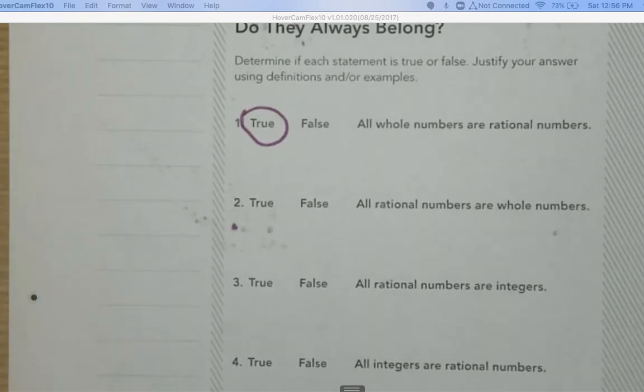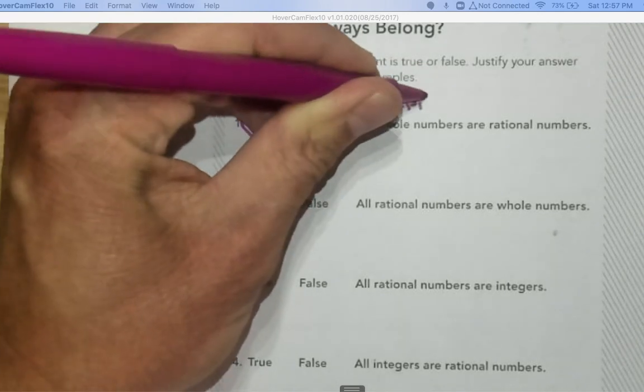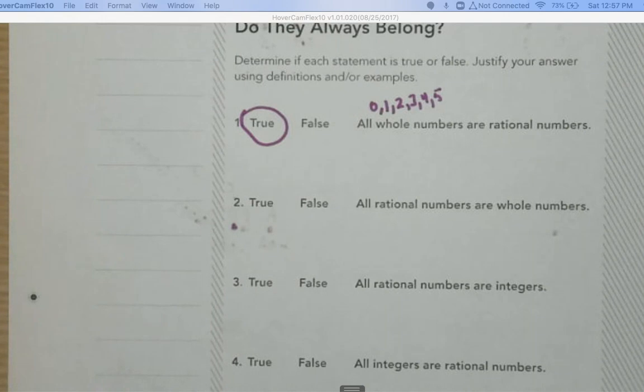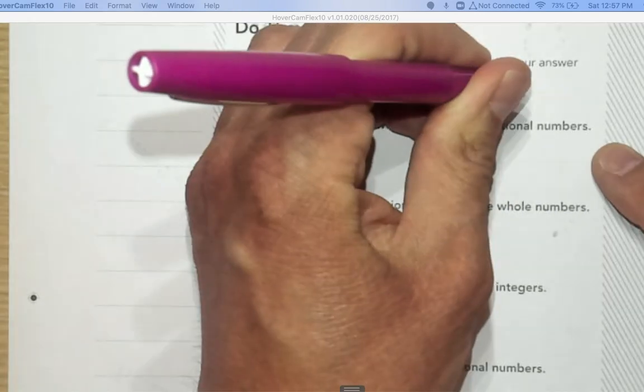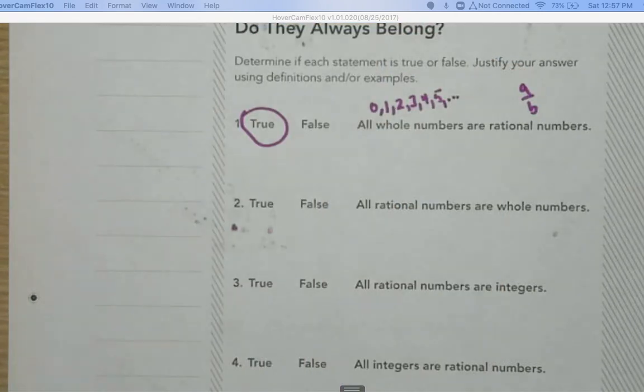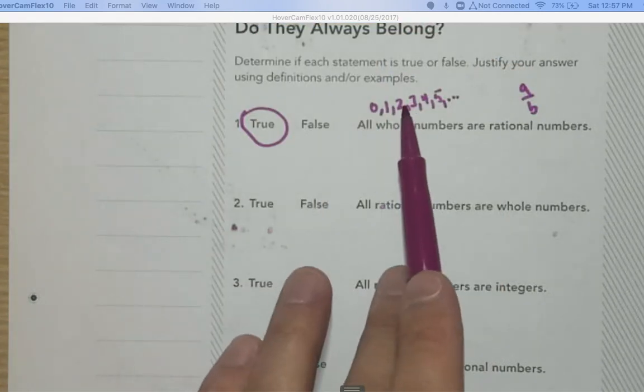What I like to do if I was a student is I would pause, I would try to answer it, then I would listen to Mr. Molnar, or us in this case, talking about this. Whole numbers, if I remember correctly, include 0, 1, 2, 3, 4, 5, and so on. And then you do the 3 dots, the ellipsis, which means it goes on forever, infinity. Rational numbers is anything that I can make as a fraction, a over b. And so I can make all of these as a fraction by putting them over 1.